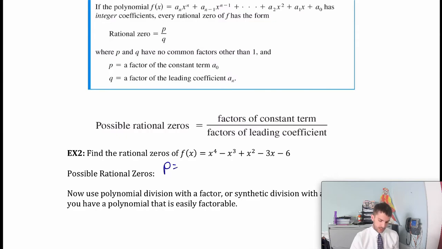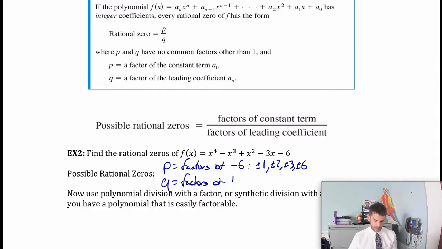The p's are going to be factors of negative 6. Factors of negative 6 could be plus or minus 1, plus or minus 2, plus or minus 3, plus or minus 6. So technically that's 8 different factors, the positive and negative versions of all of them. The q's are going to be factors of your leading coefficient. In this case, our leading coefficient is 1, so 1 is its own factor. So it'll be 1, or we could also say positive or negative 1.